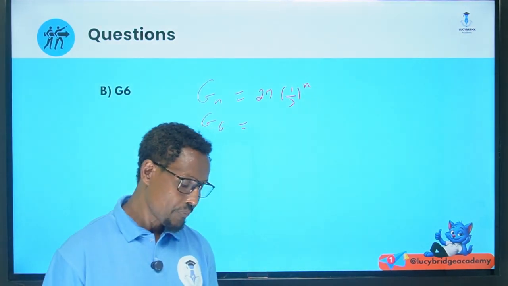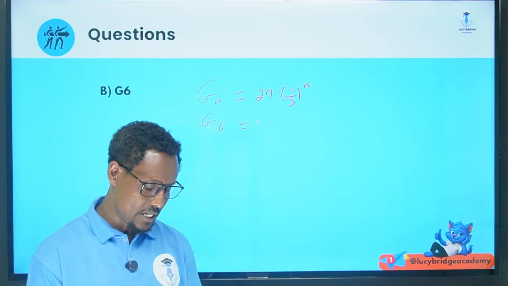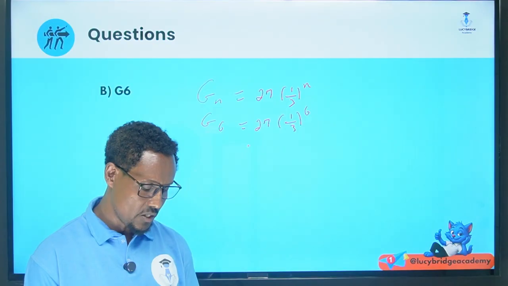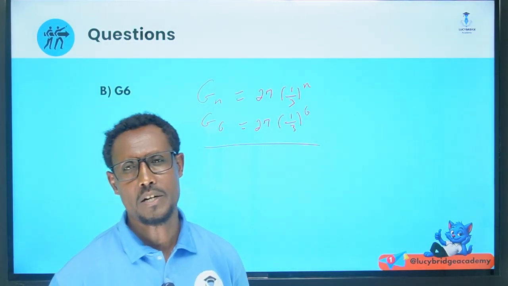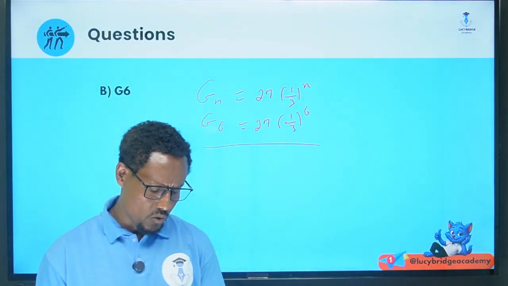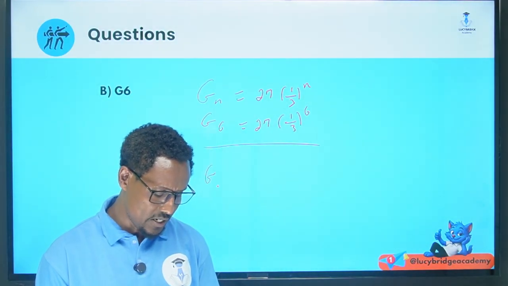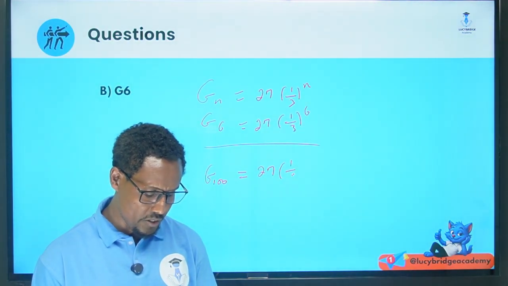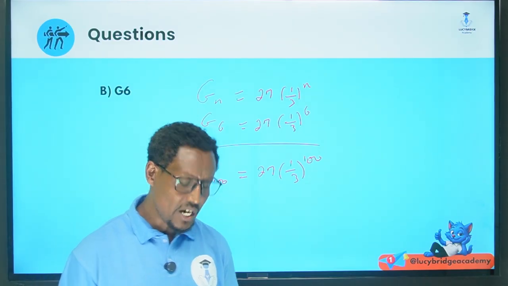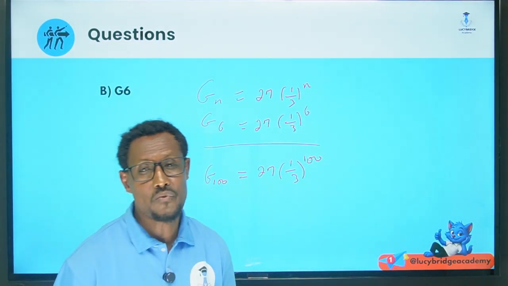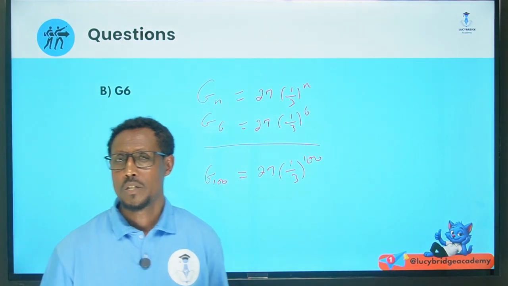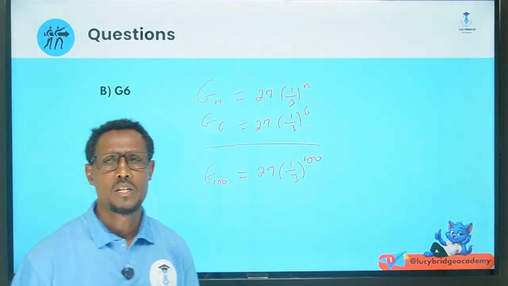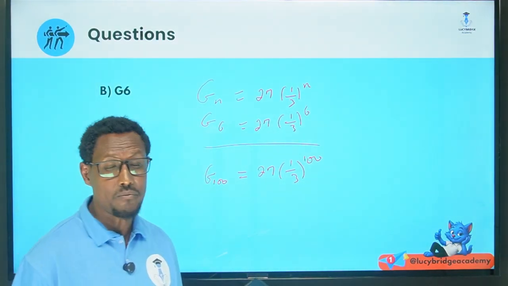We are asked for the sixth term, so in place of n we substitute 6, as usual: 27 times 1/3 to the power of what? The power of 6. This will be the sixth term. We can also find the hundredth term, which is G100, equal to 27 times 1 over 3 to the power of what? 100 will be the hundredth term. So it's not difficult to find all the terms once we determine the nth or general term of a given geometric sequence. We can find any terms.